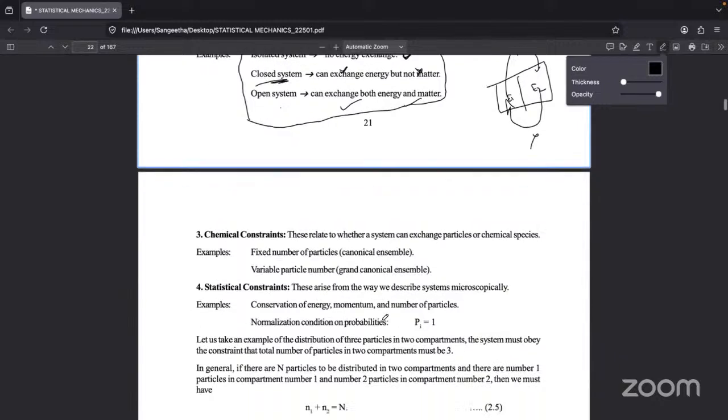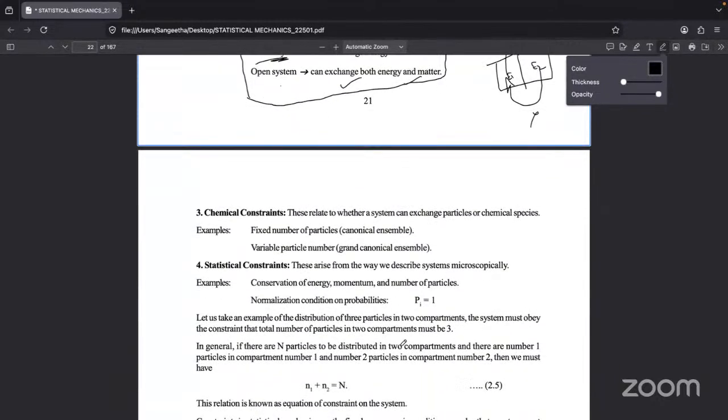Next we have chemical constraints. What are chemical constraints? In this there is a fixed number of particles. The number of particles is represented with n, so we have to fix the n value. Otherwise the particle number is a variable. If n is fixed, that is called a canonical ensemble. If the number of particles is changing, we call it a grand canonical ensemble. We will see these terms further on.